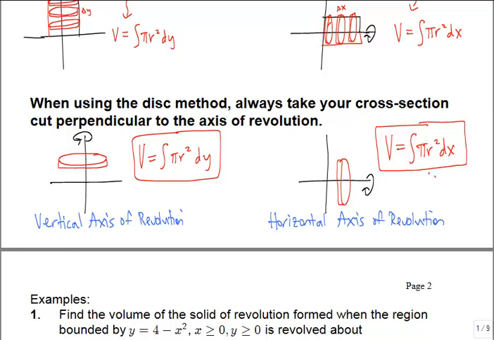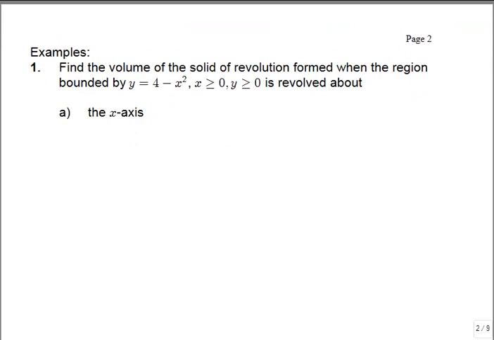Okay, so let's practice this. Find the volume of the solid of revolution formed when the region bounded by y equals 4 minus x squared, x greater than or equal to 0, and y greater than or equal to 0 is revolved about the x-axis. So these are pretty visual. You definitely need to draw yourself a picture. That's going to be very, very key.